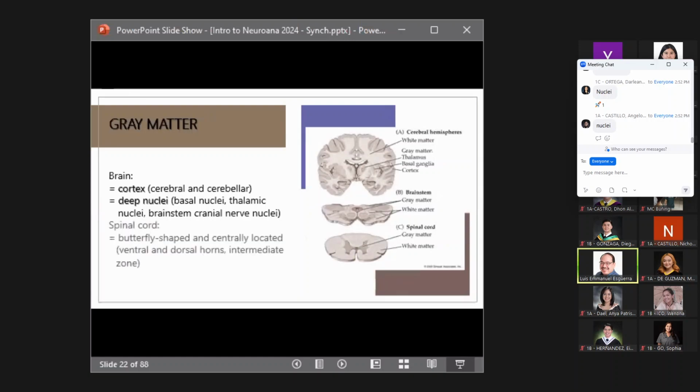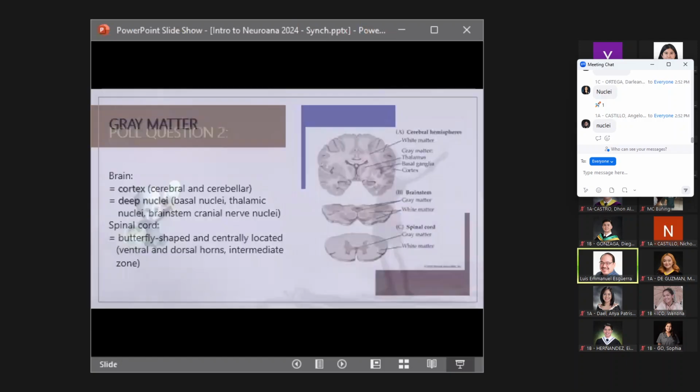Now in the spinal cord, as I mentioned, there's a reverse in the arrangement: the white matter is at the periphery, but the gray matter is centrally located. It's butterfly shaped, organized into horns. There is a pair of dorsal horns and a pair of ventral horns. Depending on the cut, there may be intermediate zones, with lateral horns also in the intermediate zone. We'll talk about that a bit later. So that's the organization of the gray matter.